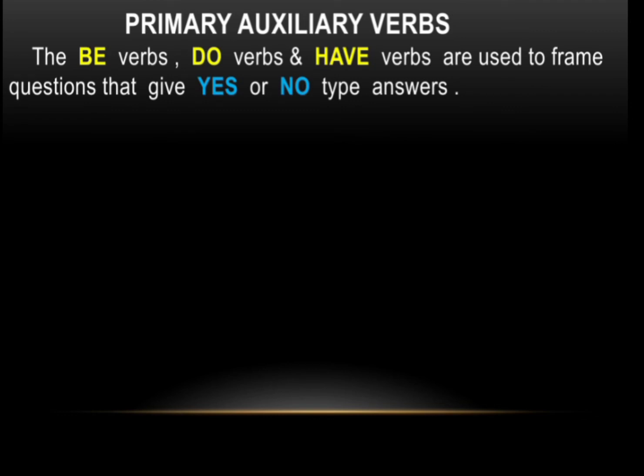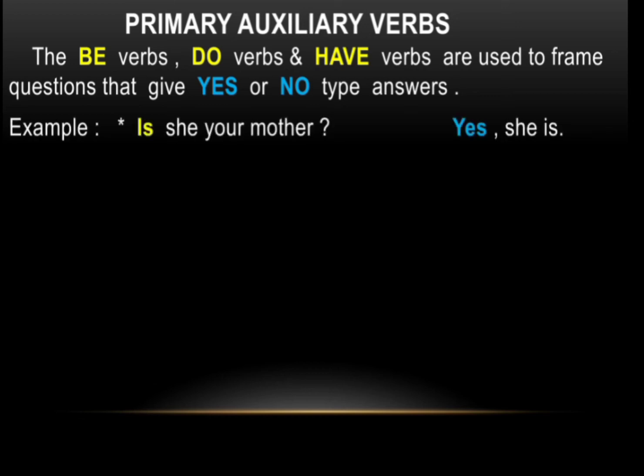The be verbs, do verbs, and have verbs are used to frame questions that give yes or no type answers. So using these be verbs, do verbs and have verbs, we are able to form questions, and those questions will provide us an answer which gives a yes or no type. Let us see the examples.